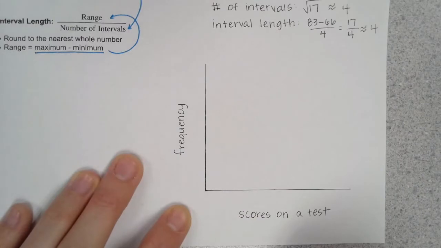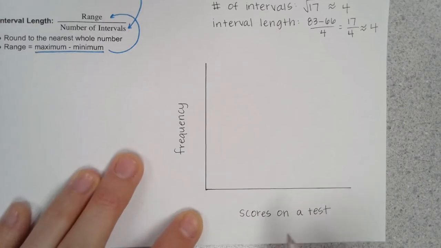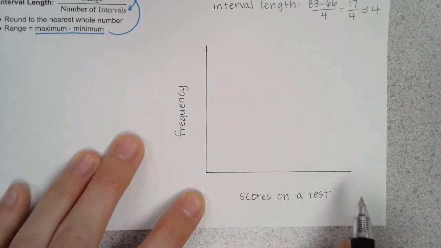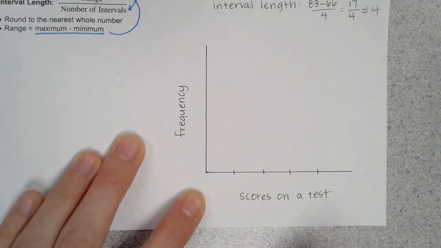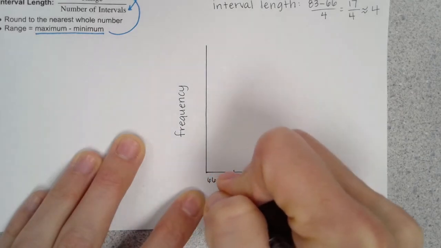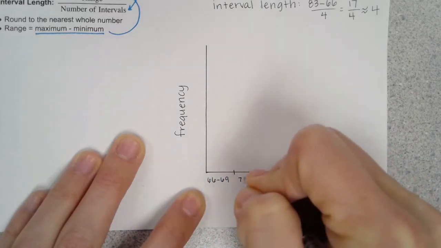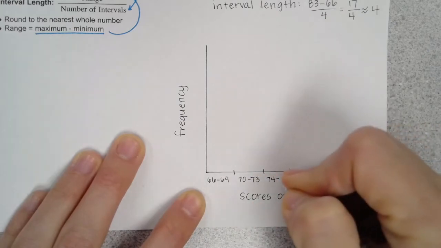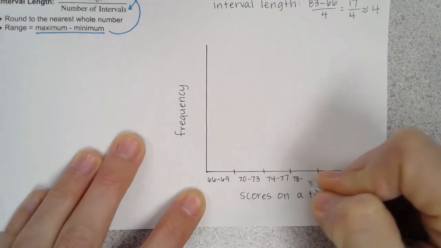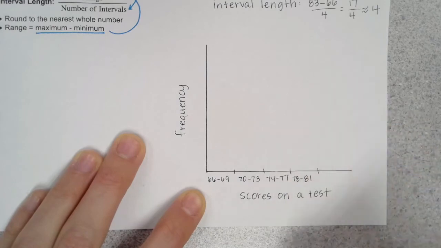So once I have my interval length and then my number of intervals set up, I can go ahead and set up my x-axis. And so I'll start with my least data value. So for this one, my least data value was 66, and I'm going to have the interval be 4 long. And so this first one will be for all the scores that were from 66 to 69. And then remember, you jump to 70, 74, 75, 76, 77, 78, 79, 80, 81. And so those are my 4 intervals that I had approximated I would need.